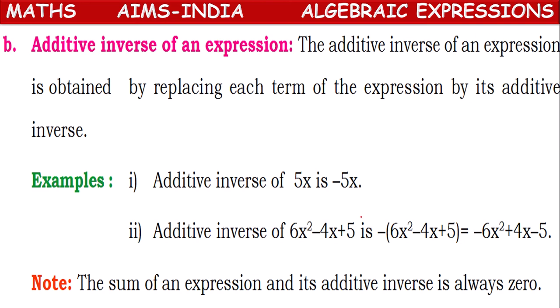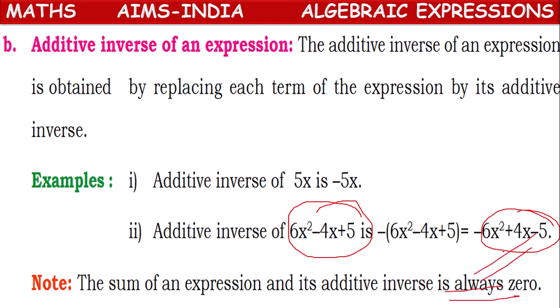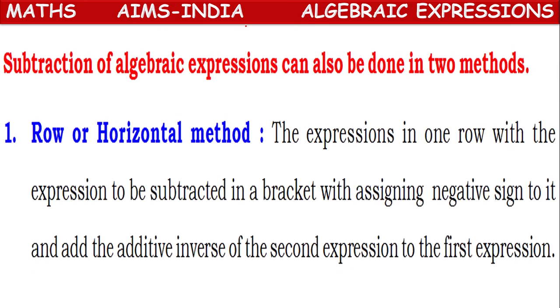So the sum of the given expression and its additive inverse will also always be 0, because all terms are opposite to each other in sign. So if we add them, the result will always be equal to 0.